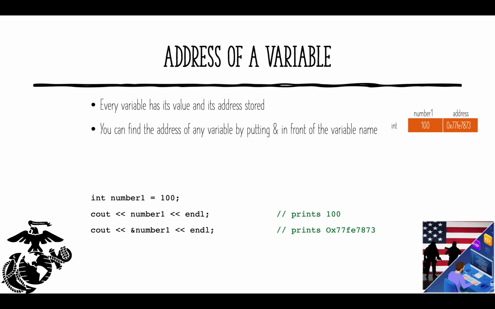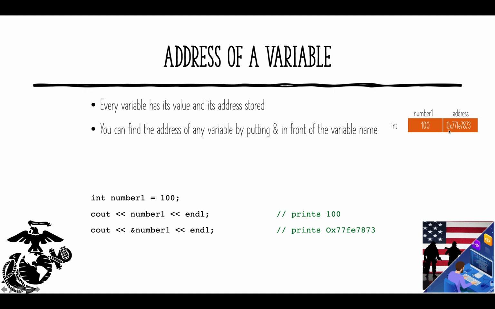So the first thing that we need to cover is how to get the address of a variable and what is the address of a variable. Every variable has a value and an address. We can see on the right here, we create a number of type integer, and it has a value stored, and it also stores an address. The address is not given by the user. The computer automatically generates it and assigns it. And we notice that it starts with a 0x.